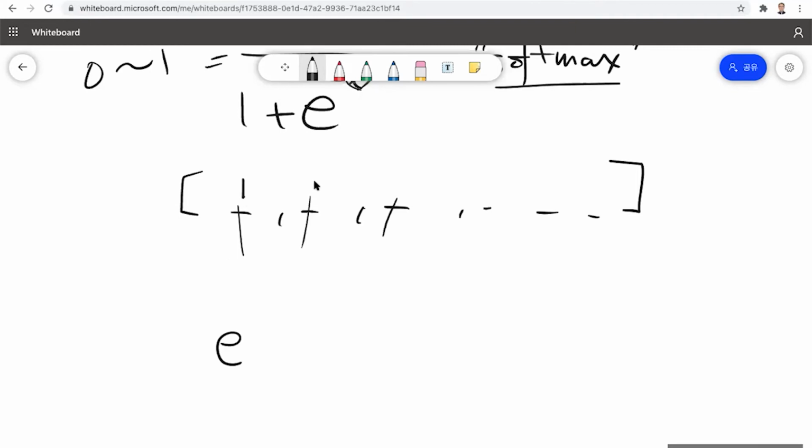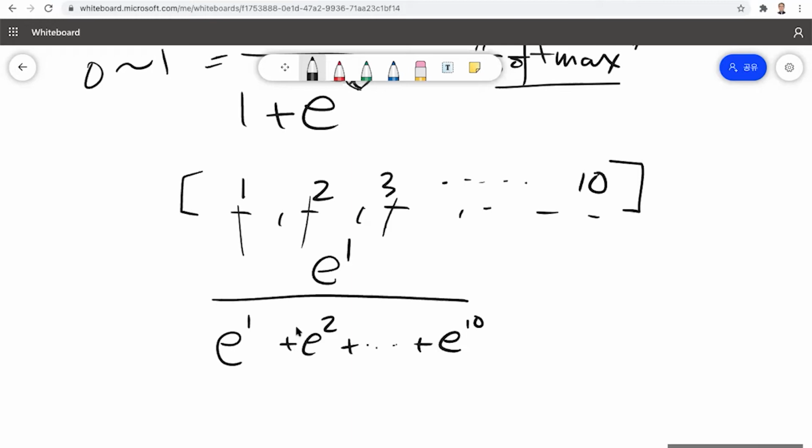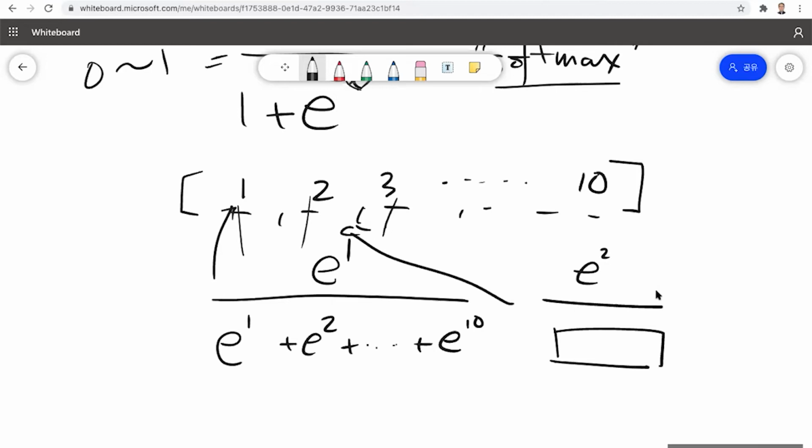Let's say it's 1, 2, 3, and up to 10. Then how can you calculate this one? It's e to the 1 plus e to the 2 plus up to e to the 10 in the denominator. The numerator e to the 1 is the first number, and the second one has the same lower part, but e to the 2 is the second part, and so on.